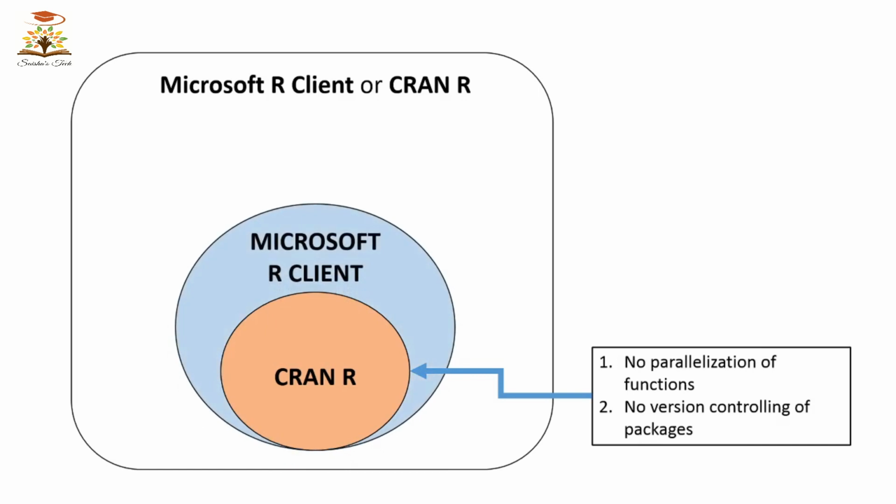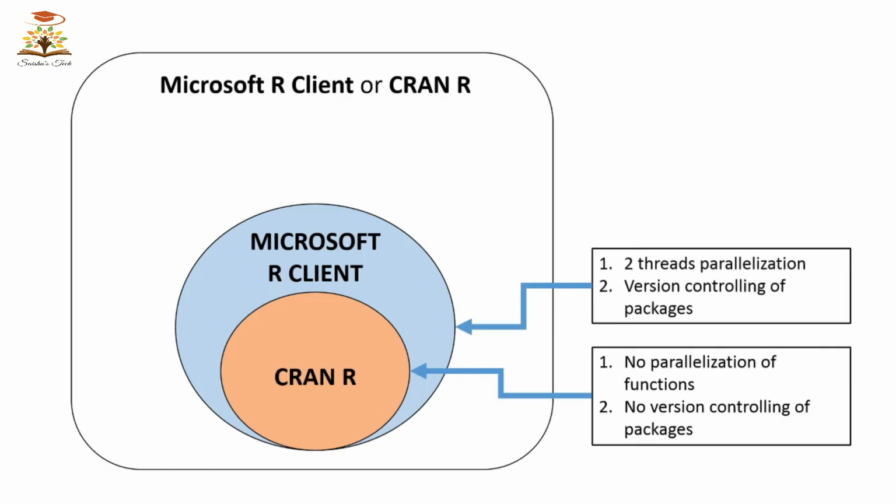Microsoft R Client is an open source community supported software which is utilized by the data scientists for high performance analytics. It is built on top of the CRAN R to run solutions locally. Advantages of Microsoft R Client over CRAN R are it is a two-thread parallelization process and it has version controlling of packages.